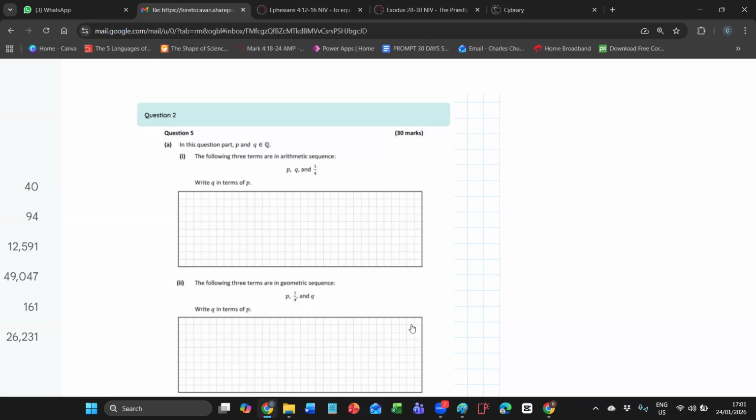Let's begin. So it's still the same principle as that first one. Arithmetic sequence, the principle is constant difference, common difference. It's steady, doesn't change. So let's take note of the things that we have: P, Q, and 1 over 4.